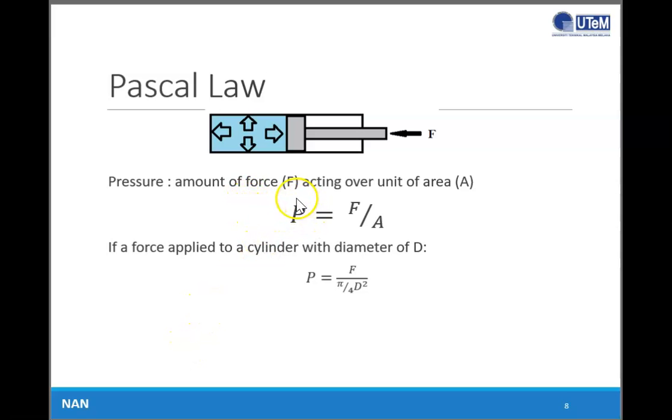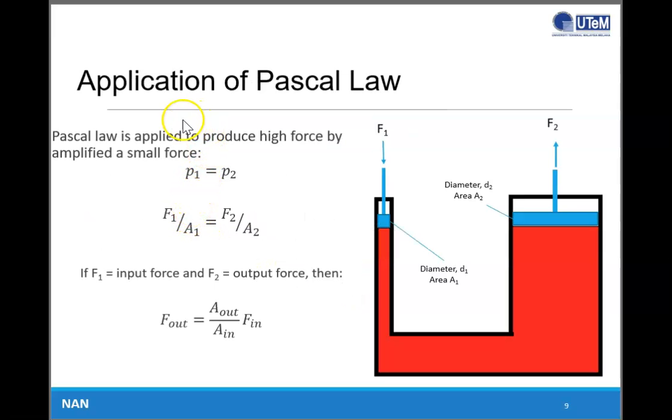Okay, this is Pascal's law. The formula for pressure is P equals F over A, and if a force is applied to a cylinder with the diameter of D, then pressure equals F over pi over 4 times D square. Okay, this is the basic application of Pascal's law.